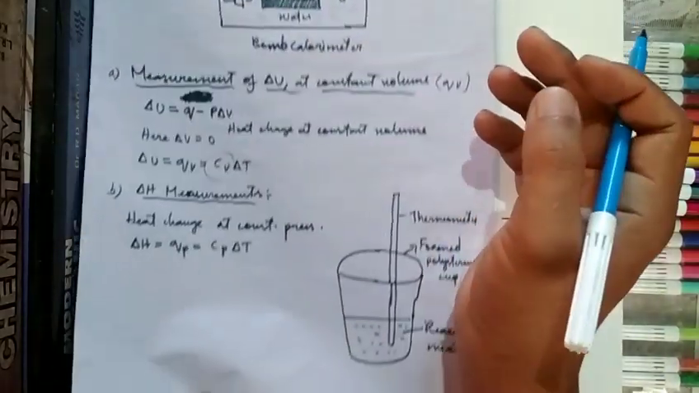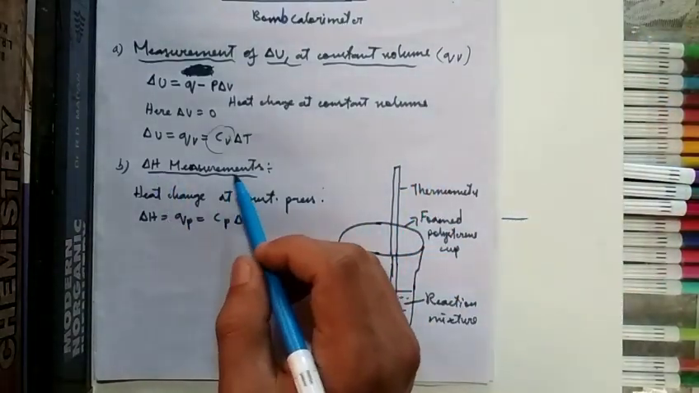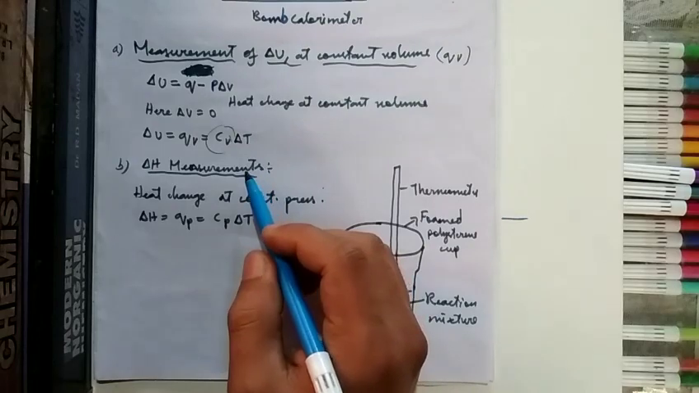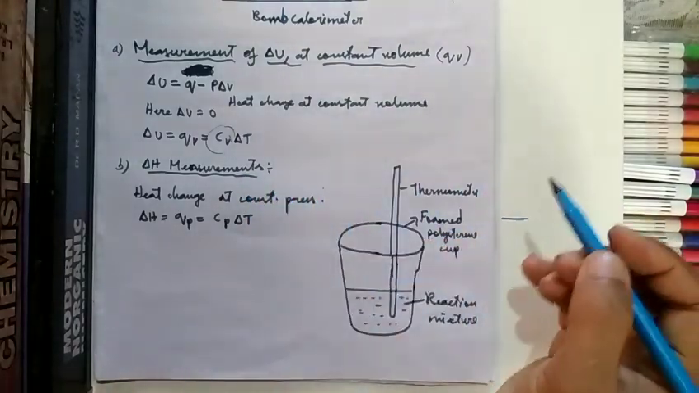So we can calculate the heat capacity at constant volume from this experimental analysis. Now the next one is the measurement of delta H. That means it will be at constant pressure.